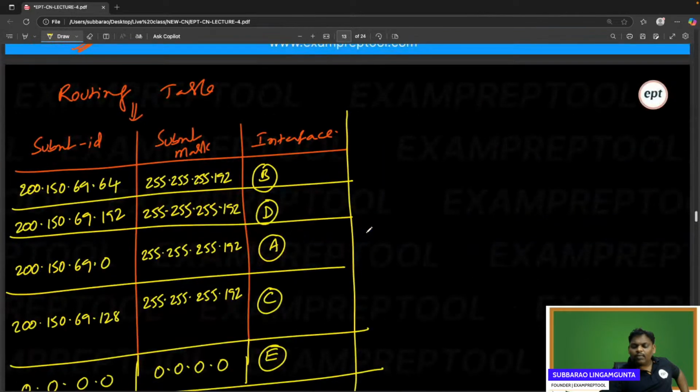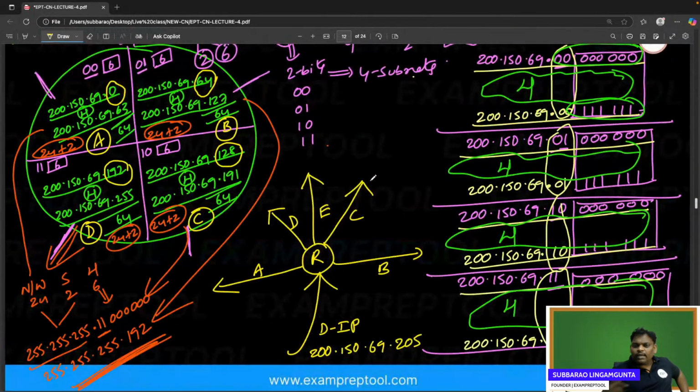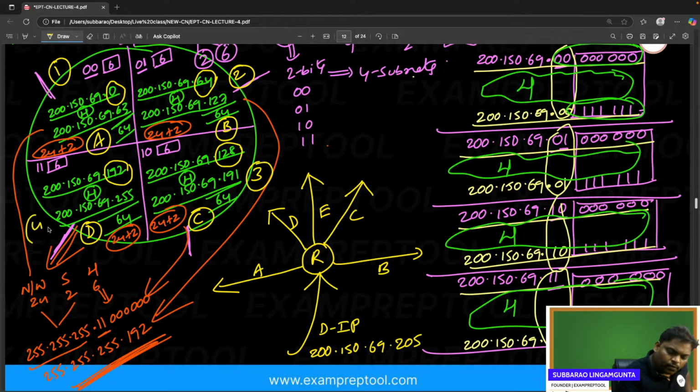It will check in the table. Please help me. This destination IP belongs to which subnet? Can anyone help me? Which interface or which subnet? It is the subnet 1. It is the subnet 2. It is the subnet 3. It is the subnet 4. The destination IP 200.150.69.205. This IP belongs to which subnet or which interface?